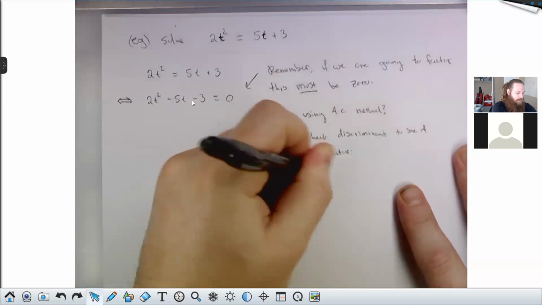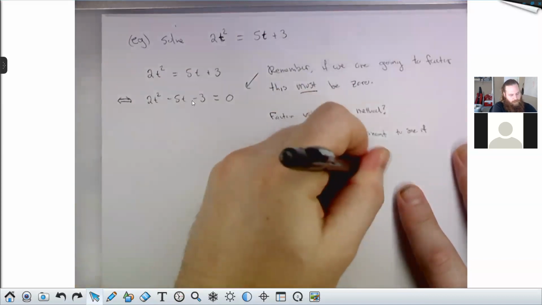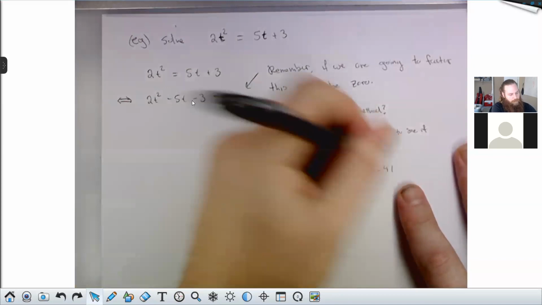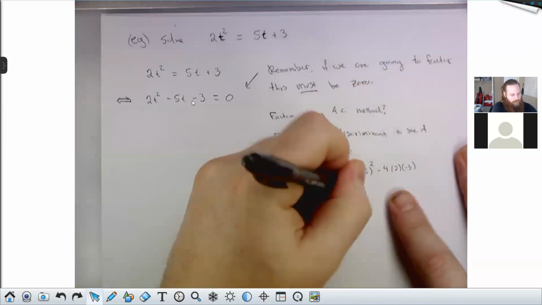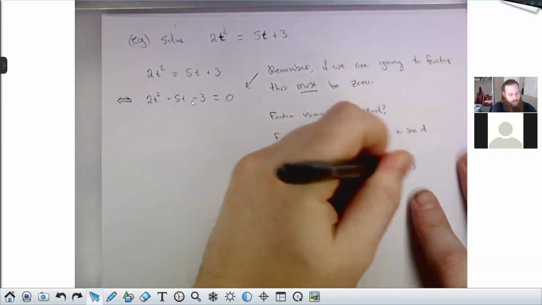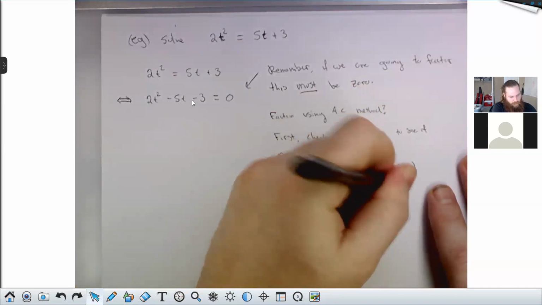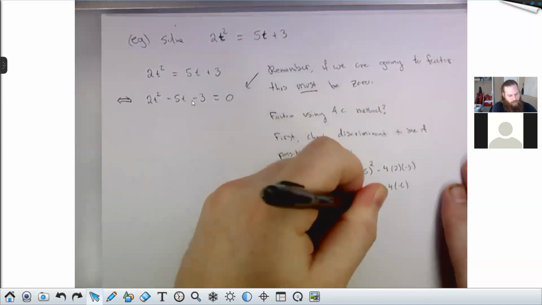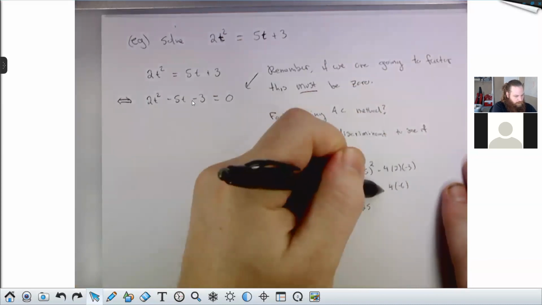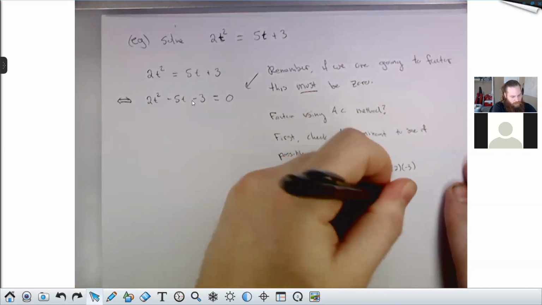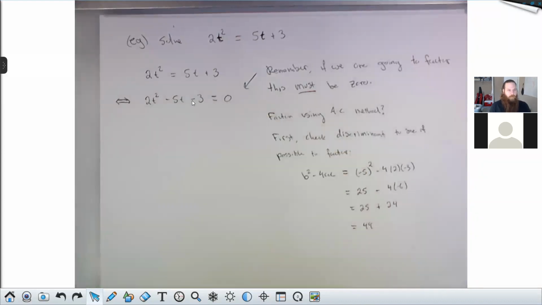The discriminant is b squared minus 4ac. So that's negative 5 squared minus 4 times 2 times negative 3. So that's 25 minus, we've got to follow the order of operations here, 4 times 2 times negative 3 is 4 times negative 6. 2 times negative 3 is negative 6, yep. So this becomes plus 24, which is 49. So this is positive.